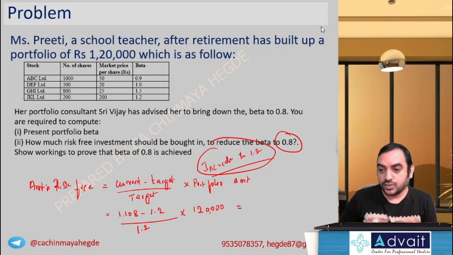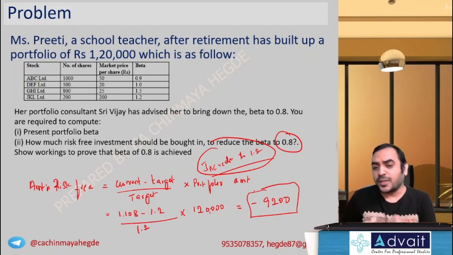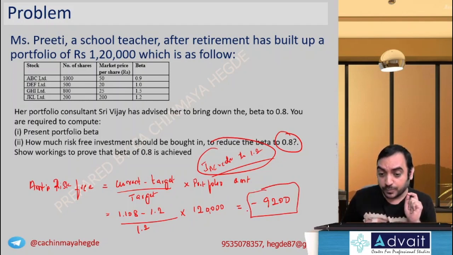You get some 9,200, right? Minus. Yeah, minus. This is for the first one. Now, how do you interpret this minus? The number, the amount, is not important. I was talking about this negative sign. How do you understand this negative number?